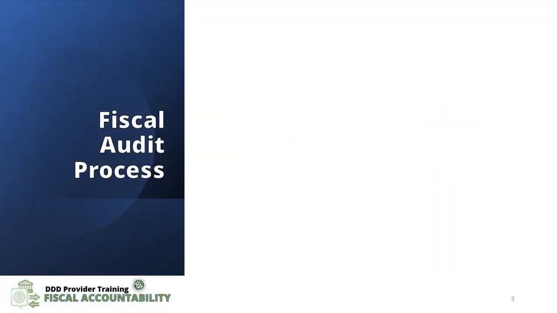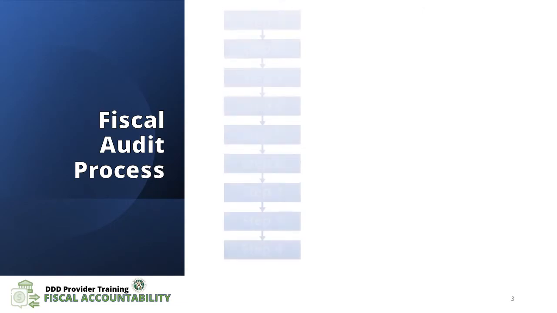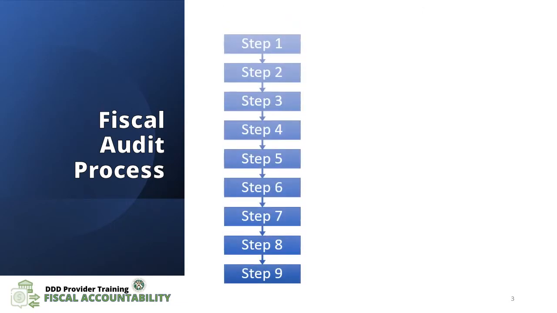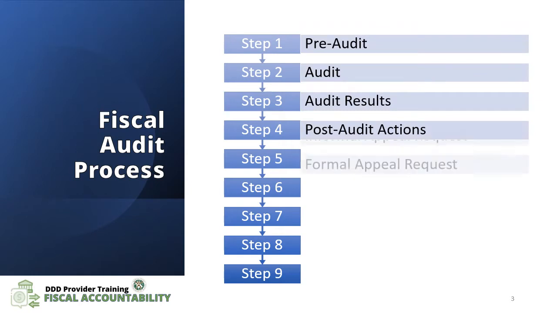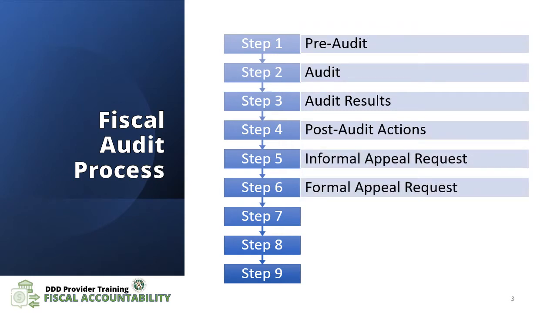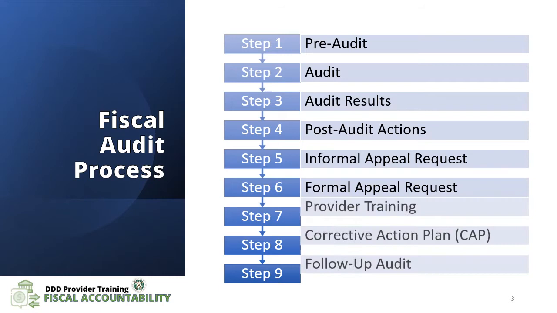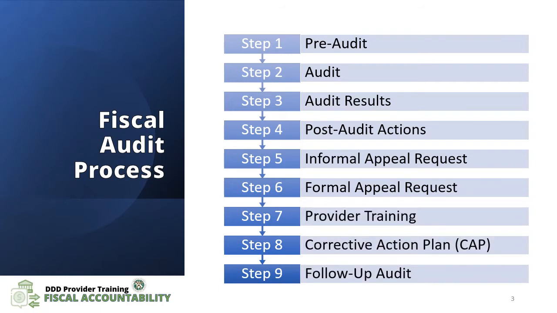The fiscal audit will follow a 9-step process. Throughout this presentation, we will go over each step. Steps 1 through 4 pertain to the audit. Steps 5 through 6 pertain to appeal requests. And steps 7 through 9 pertain to remediation activities.